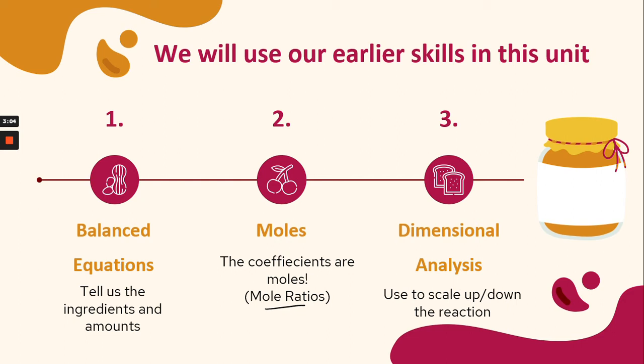And we will still be setting up our problems using dimensional analysis, just like we did before with the boxes where you bring down the units and you do that as much as you need to, in order to scale up or down a reaction, just like you would scale up or down a recipe. You could cut it in half if you needed less. You could scale it up for a crowd. That's what stoichiometry lets us do.